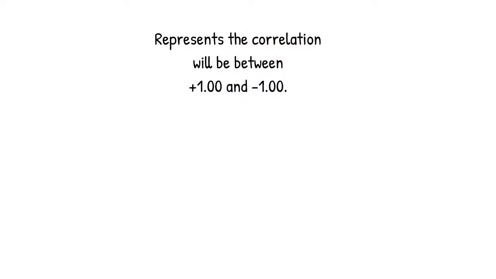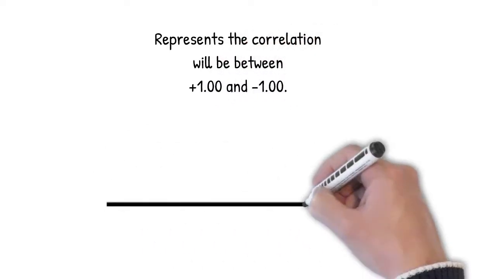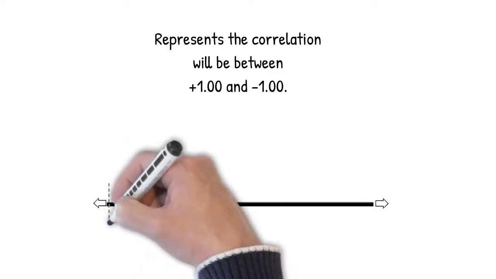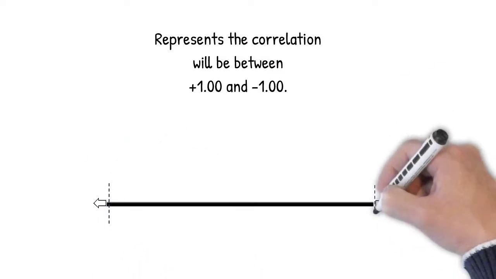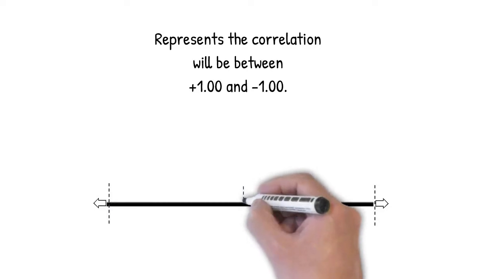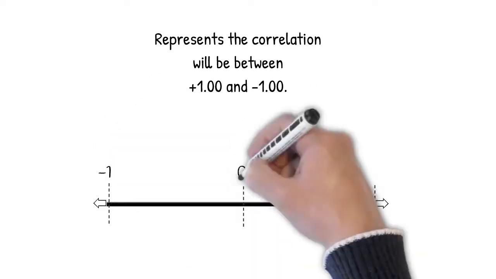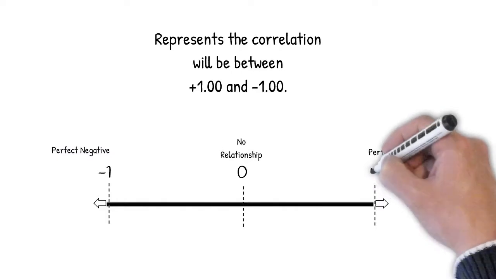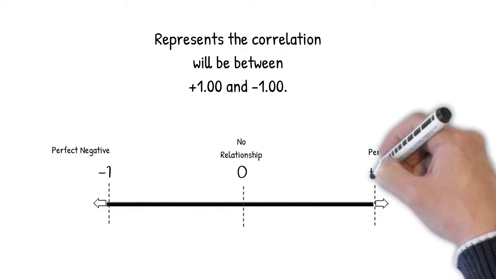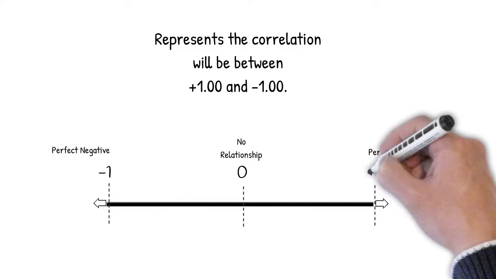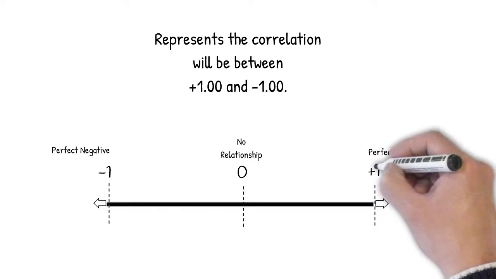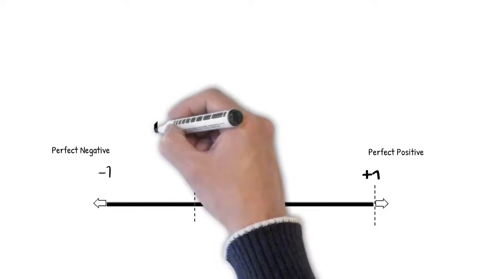Represents the correlation between 1 and -1. If you see a number line, you'll see that I'm putting little lines at either end, okay? And then I'm going to put 1 in the middle. Think of a number line when you were a kid, but in terms of the left and right, it's different. On the left, you have a -1. That's perfect negative. In the middle, you have no relationship. And on the right, you have a perfect correlation, and that is a +1.